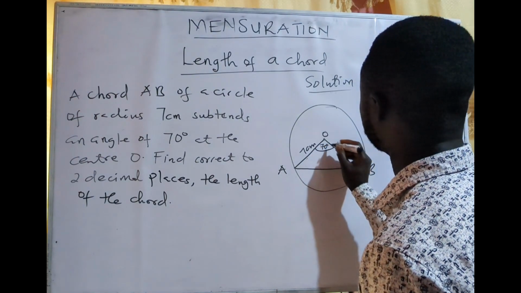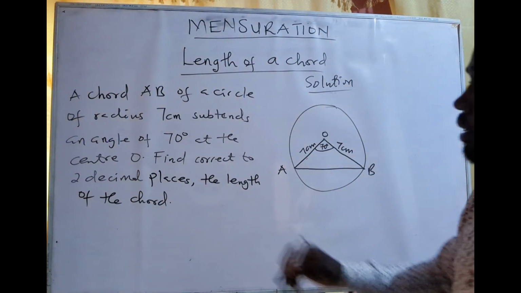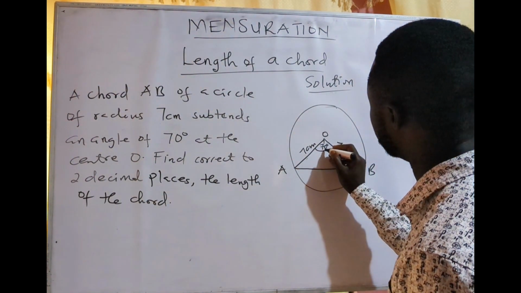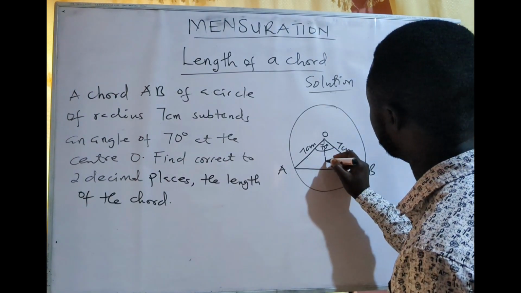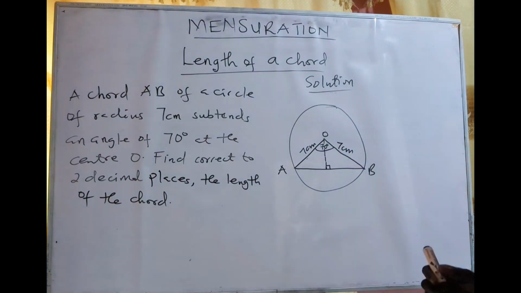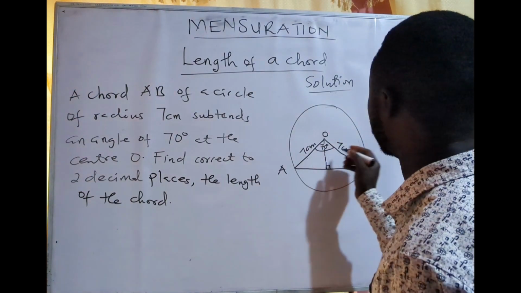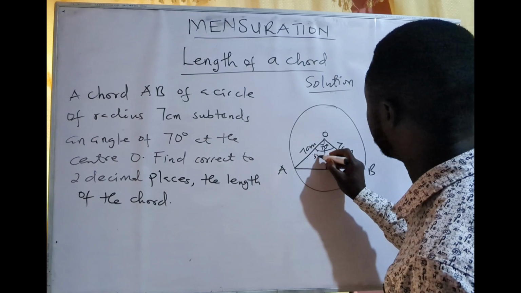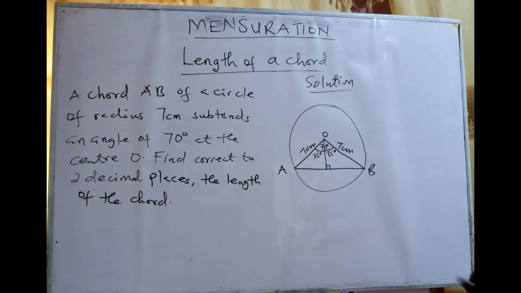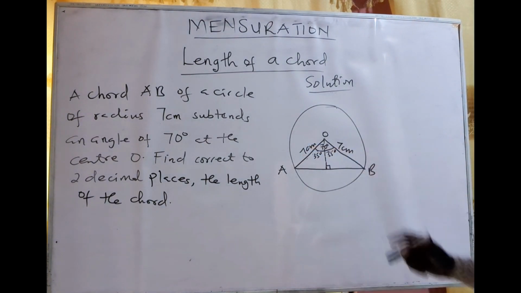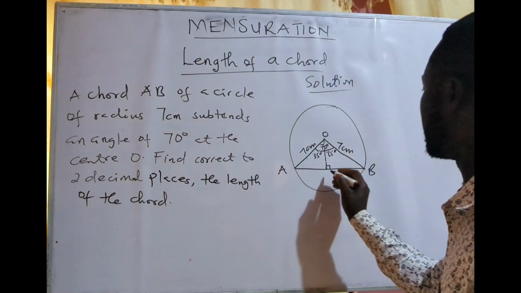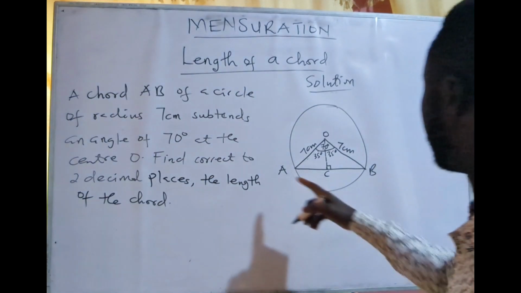And I'm supposed to find to 2 decimal places the length of the chord. So you just draw a line from the center to the chord. This particular line will divide the angle into 2. 70 divided by 2 gives me 35, and here also will be 35 degrees. So we have 35 degrees here, 7 and 7. So these two right angle triangles become the same. So let me call here, let's say, my C. So this is how you can find the length of the chord.